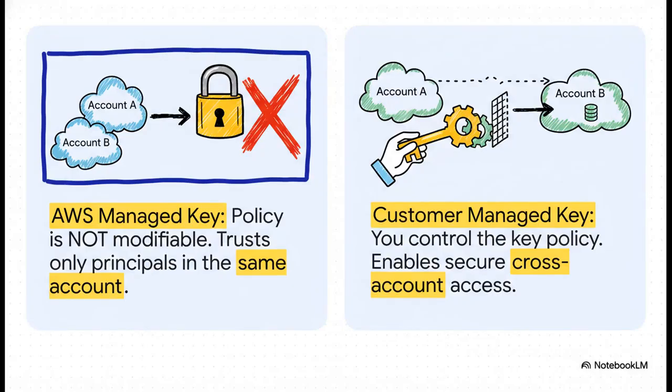And this slide right here shows you the fix. That default AWS managed key has a policy you can't touch. It's hardwired to only trust users and roles in the same account, no exceptions. To solve our cross-account problem, you have to create your own key, a customer-managed key, or a CMK. With a CMK, you control the key policy. You can go in there and explicitly add a rule that says, hey, that Lambda in account B, it has my permission to use this key for decryption. And just like that, you've unwelded the box.